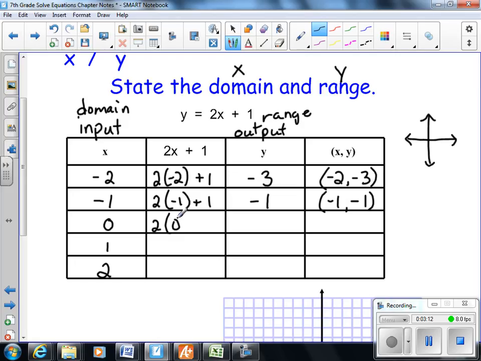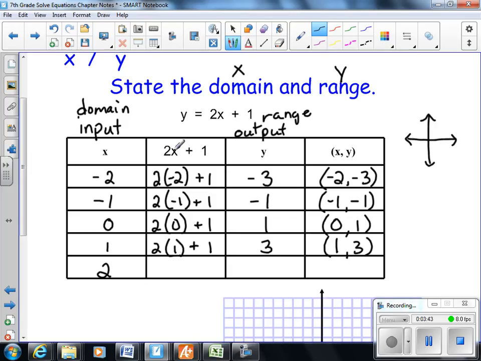The next one, 2 times 0 plus 1. What's 2 times 0? 0 plus 1 is 1. So this ordered pair is 0, 1. The next one I'm taking 2 times 1 plus 1. So 2 times 1 is 2, 2 plus 1 is 3. So I get 1, comma, 3.